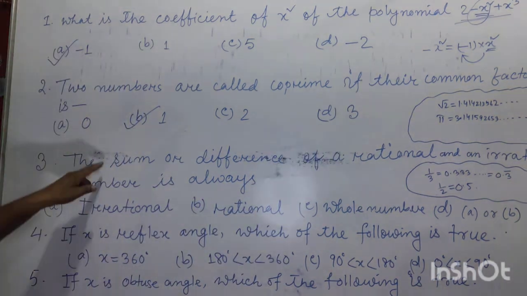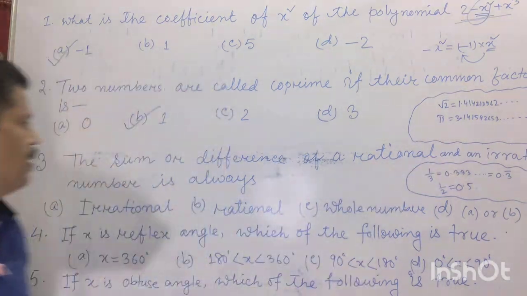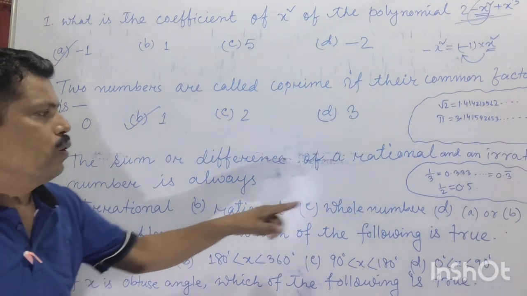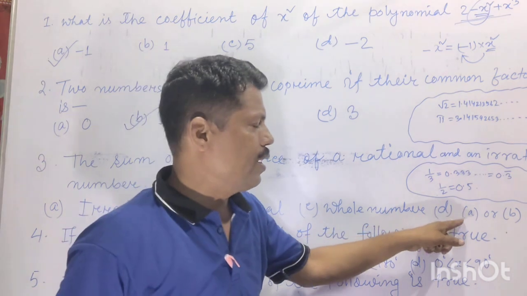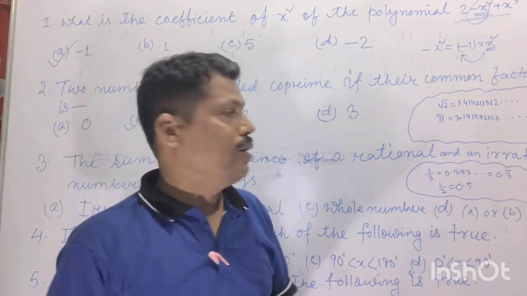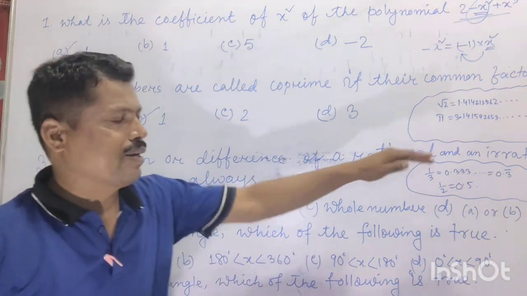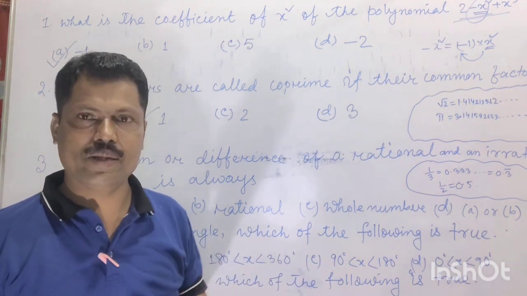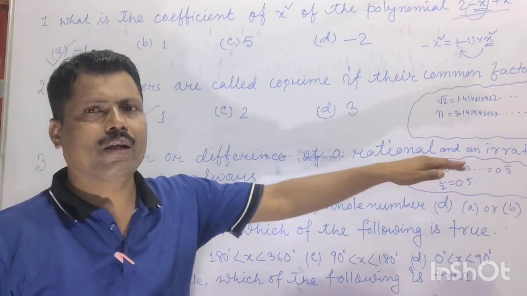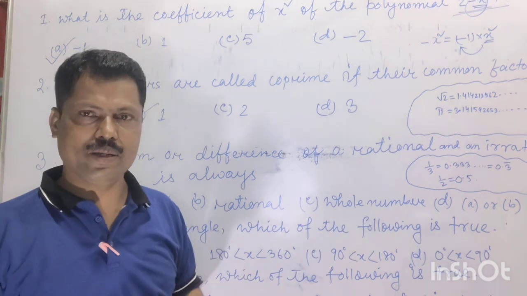Number 3. The sum or difference of a rational and an irrational number is always irrational, rational, or whole number? The options are rational or irrational. So which one is correct? We have to find out here. The sum of a rational and an irrational number is always irrational, and the difference of a rational and an irrational number is also irrational.